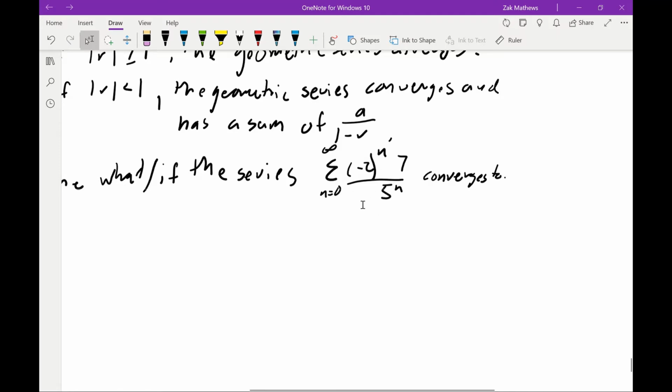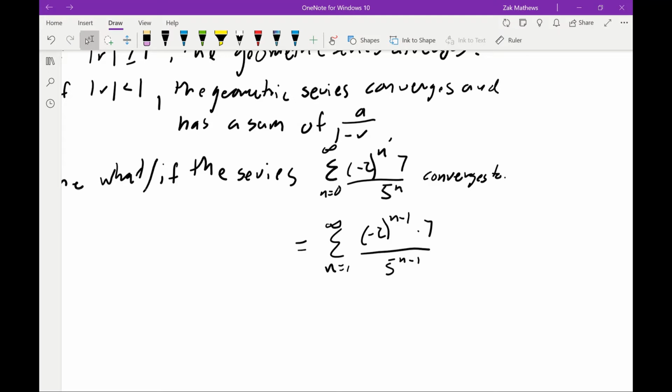So the first thing I'm going to do is rewrite this series by changing the index of summation. I want to change that index to n equals 1. So if I'm forcing the n forward here, I have to force it backward by 1 here. So I can write this as negative 2 to the n minus 1 times 7 over 5 to the n minus 1.